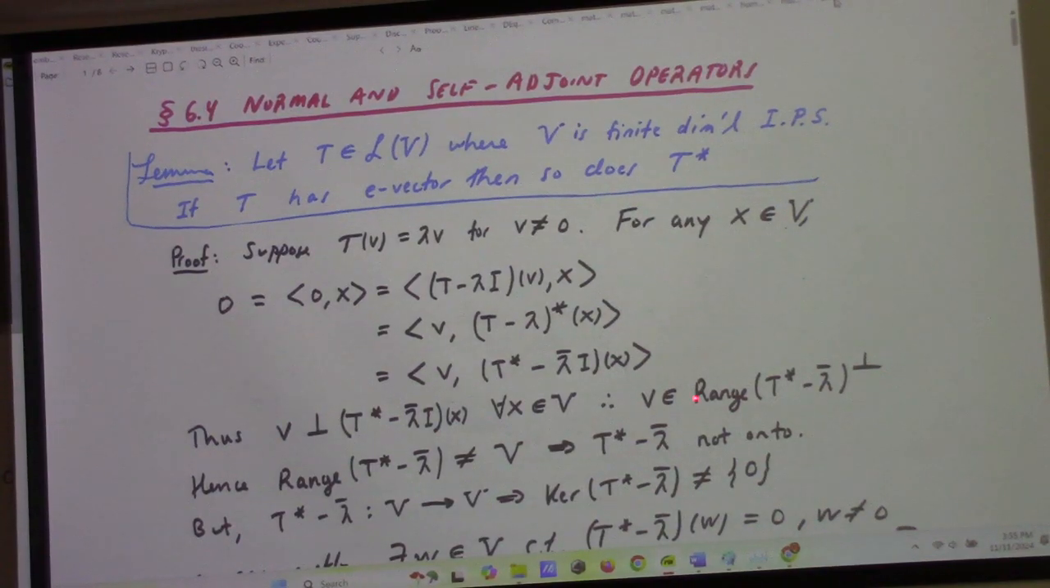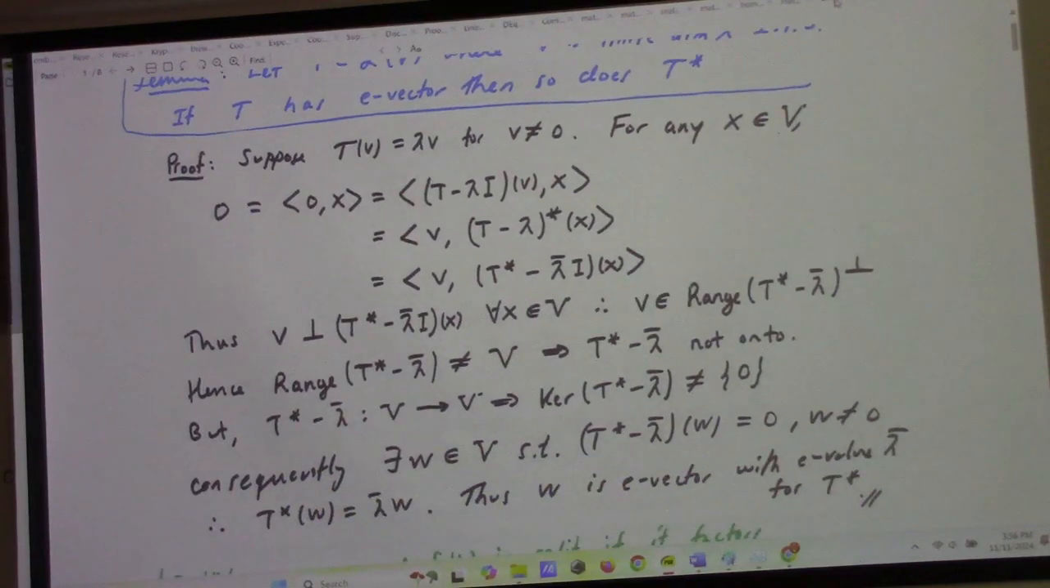Which is to say that V is in the perp of the range, which means that the range isn't everything because there's something in its perp. So therefore, the range is not all of V, which means that this mapping is not onto. But since we're talking about a mapping from V to V, that means that the kernel is non-zero, hence there exists a vector in the kernel, and that vector in the kernel is exactly the eigenvector which we sought, W.